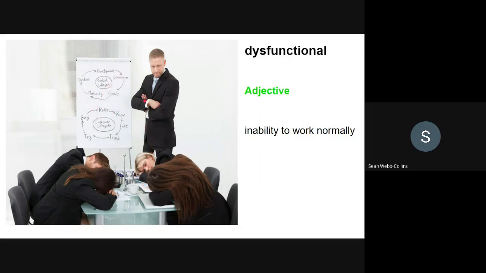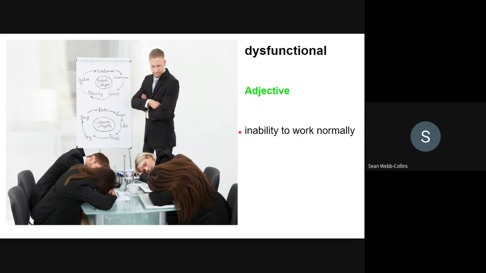Another example, the washing machine is dysfunctional. It doesn't work properly.